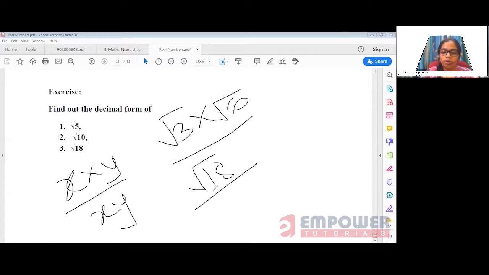If you want to simplify this, you can also write it in this form. 9 into 2 is 18, right? But 9 is a perfect square, so I can write it in this form.